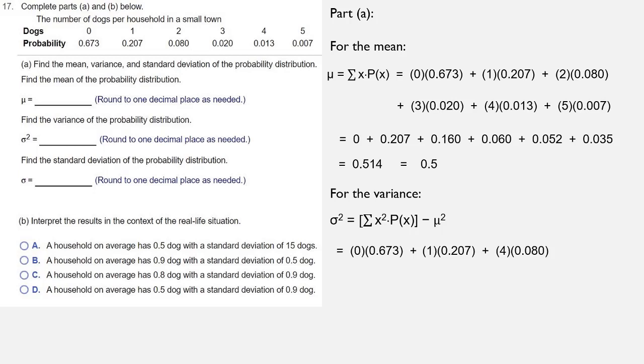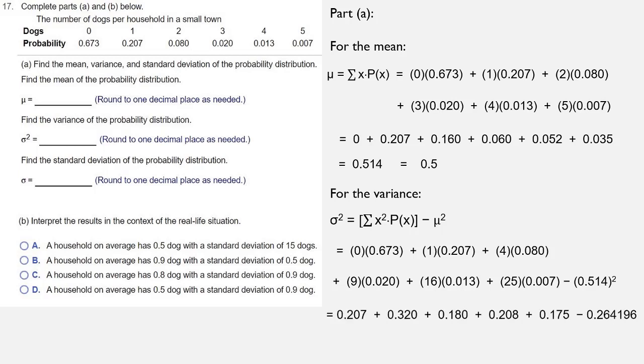So 0 squared is 0 times 0.673, 1 squared is 1 times 0.207, 2 squared is 4 times 0.080, 3 squared is 9 times 0.020, 4 squared is 16 times 0.013, and 5 squared is 25 times 0.007. Once we add those up, then we subtract the square of the mean, and the mean we found was 0.514, so we'll have to square that.